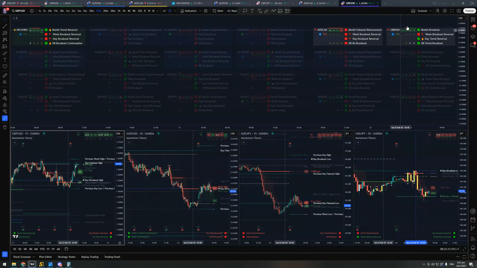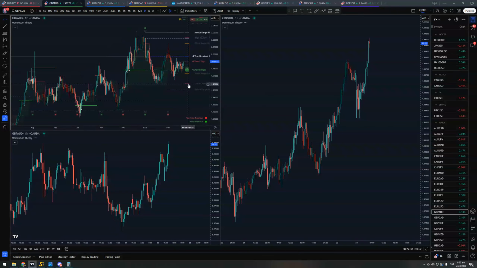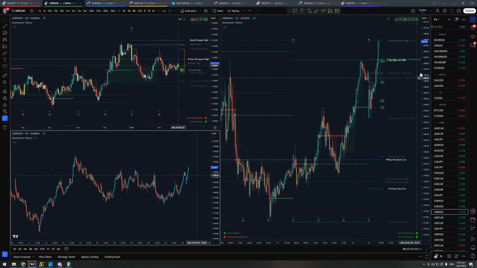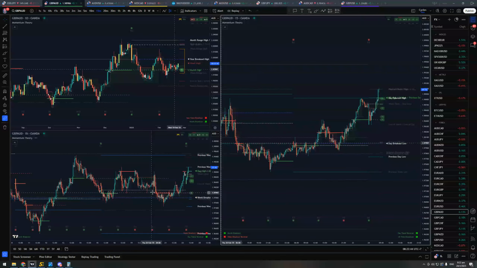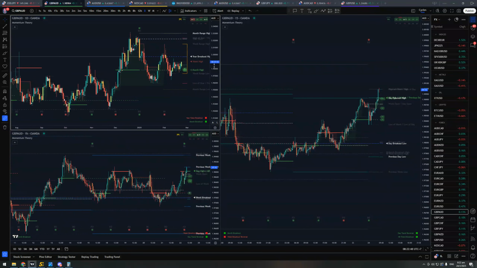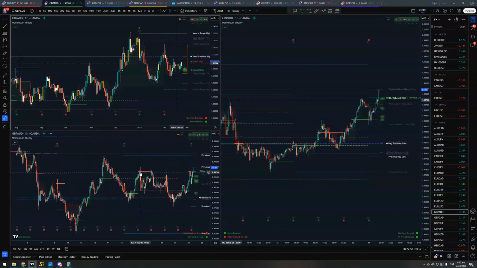Reversal, a bullish one actually. Bullish reversal. Not the typical structure for a reversal trade. So I don't think I'll be looking at this.